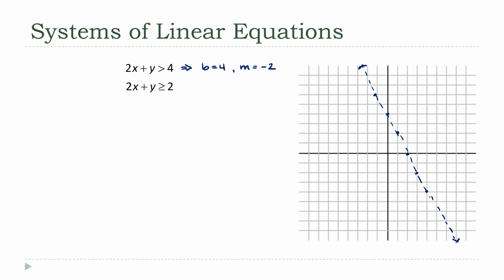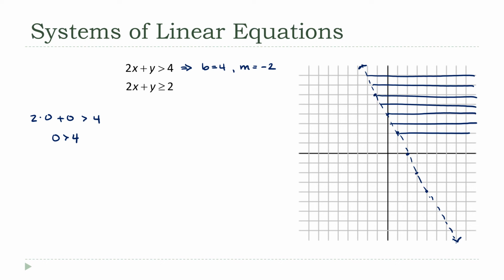And if we test the origin in here, 2 times 0 plus 0 greater than 4. Well, the left side is 0, and that is not true. So the origin is not part of the solution here, which means I want the other side. So I'm going to shade this side over here. So there's my answer. There are my solutions to the first inequality.